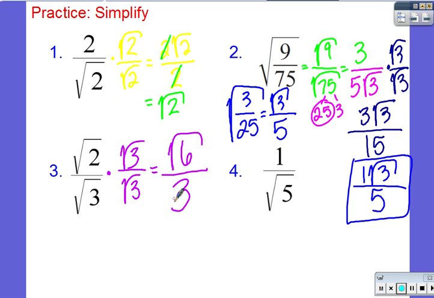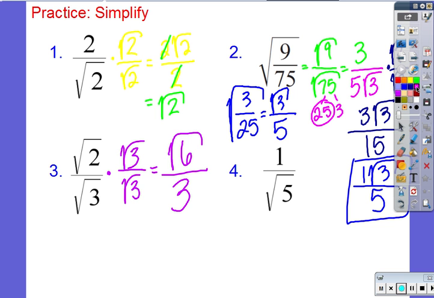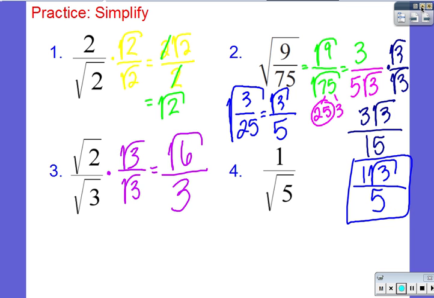Then real quick, if we do number 4, because we still have to get to conjugates, this is going to be the square root of 5 over the square root of 5. So 1 times square root of 5 is square root of 5, and then square root of 5 times square root of 5 is just a 5. That is completely simplified.